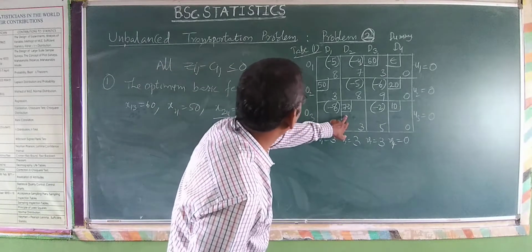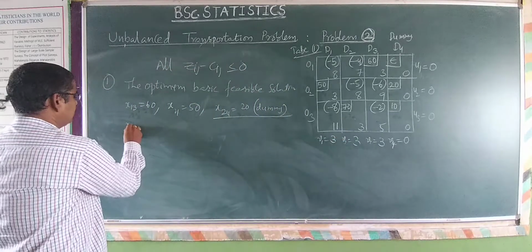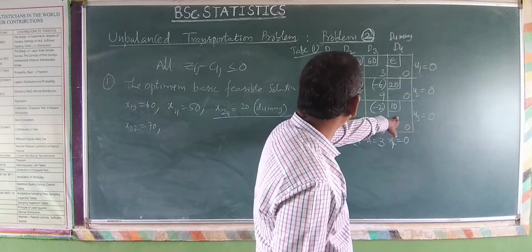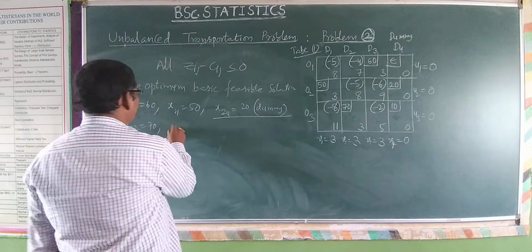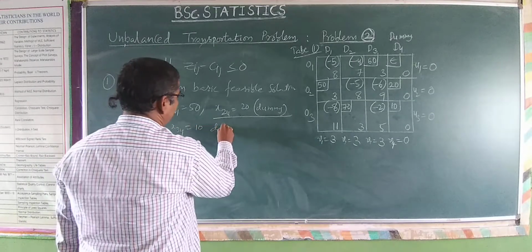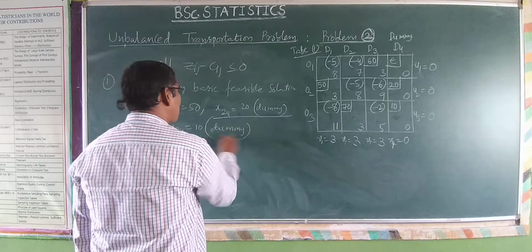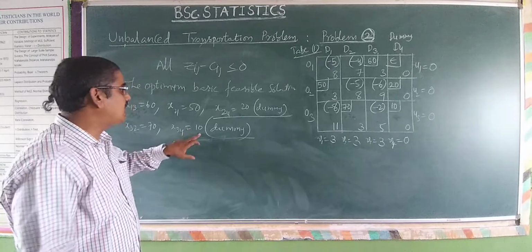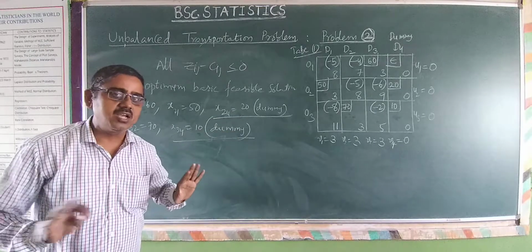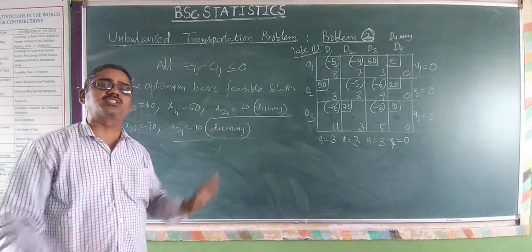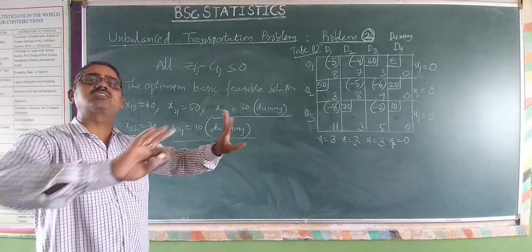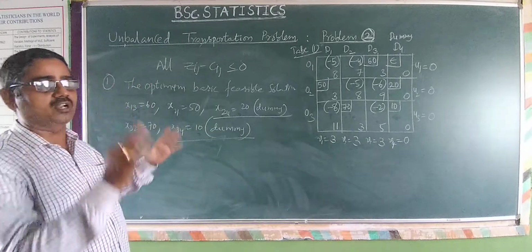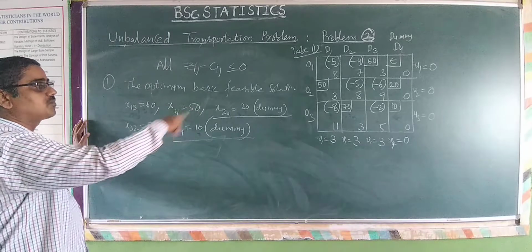Next one, x32 is equal to 70. Next one, x34, is also a dummy. That is, no quantity is supposed to be transported. No quantity is going to be transported from here, 10 and 20. 30 units are not going to be transported from any origin to any destination, because there is no particular quantity actually available in the given problem. So that is what you have to consider. The values are not supposed to be considered.